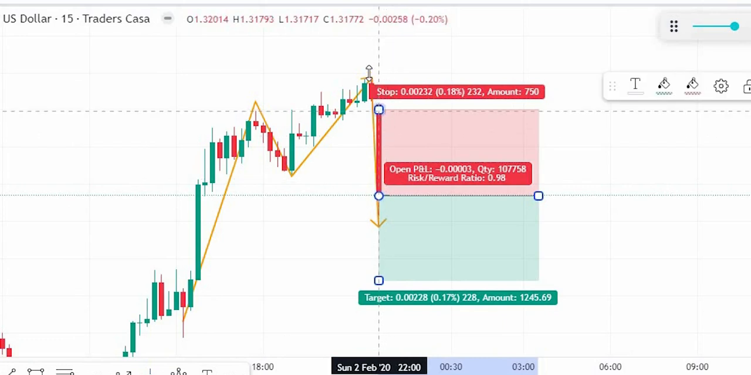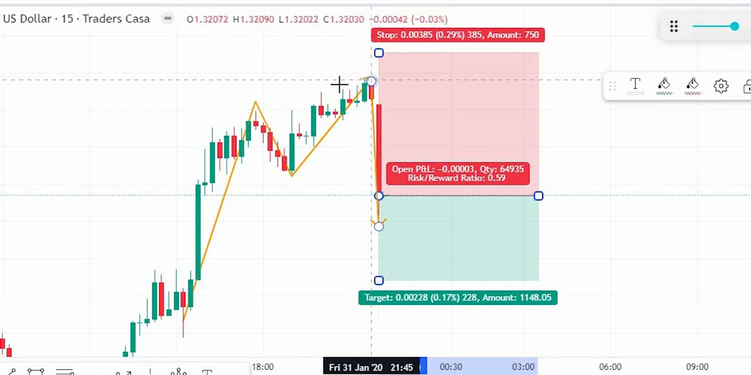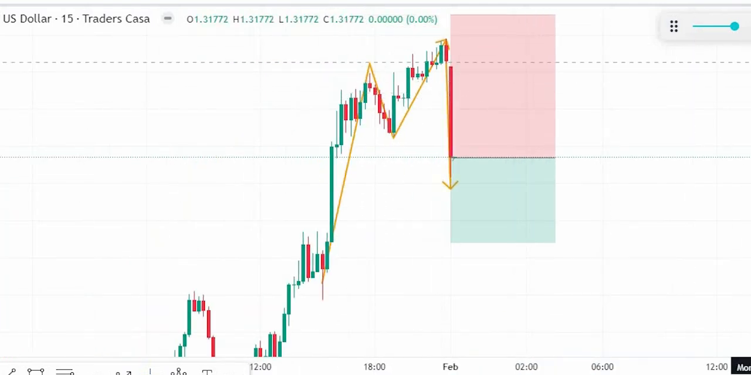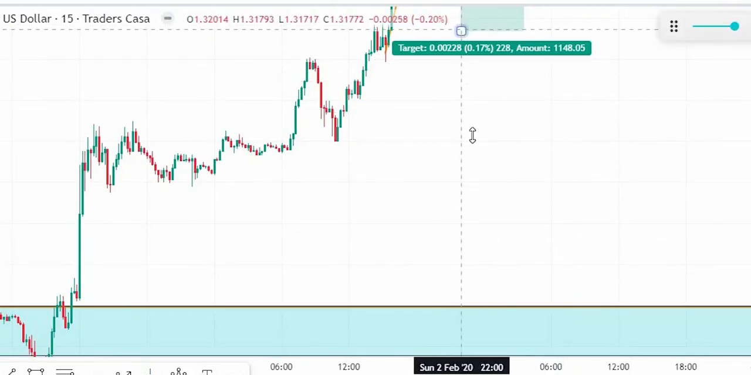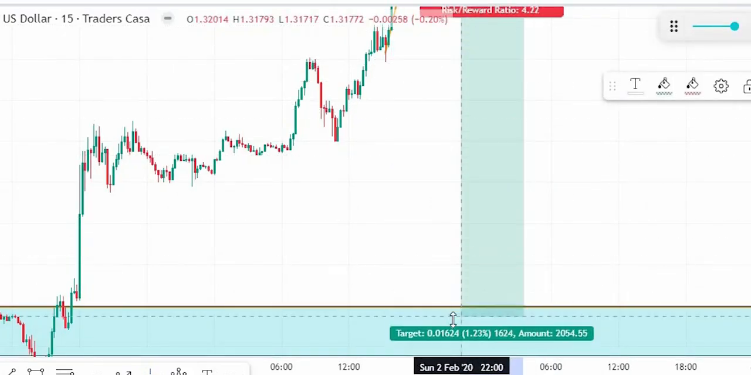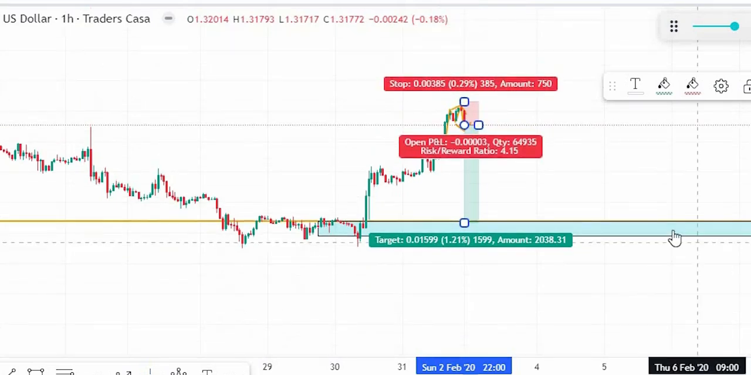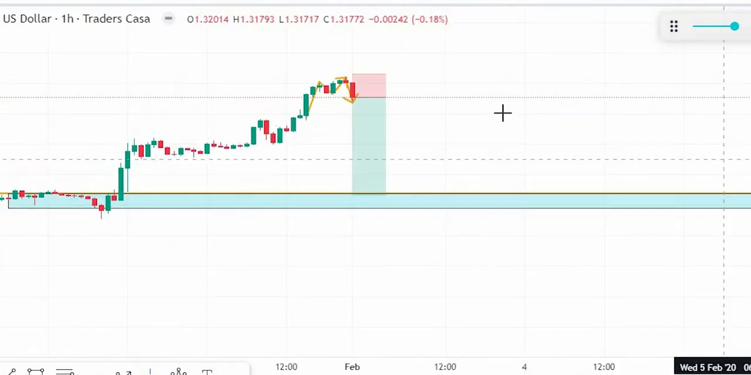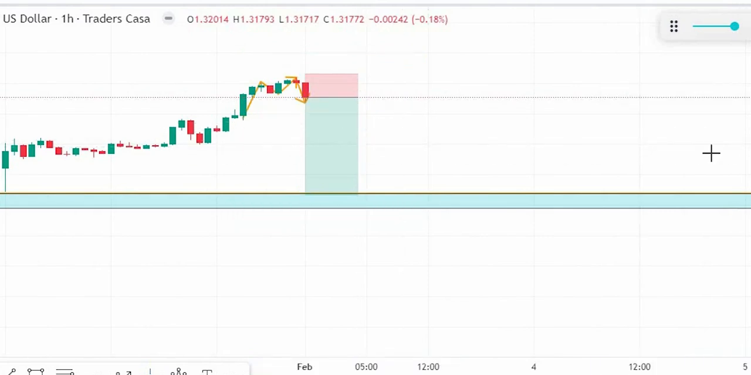I'm going to put our stop loss above the previous high, in case the market wants to pull back and continue down. We can take our profit down to this zone right there, on the 1 hour time frame. So this is a 4 to 1 ratio. That means we'll be making 4 times the money we risk.